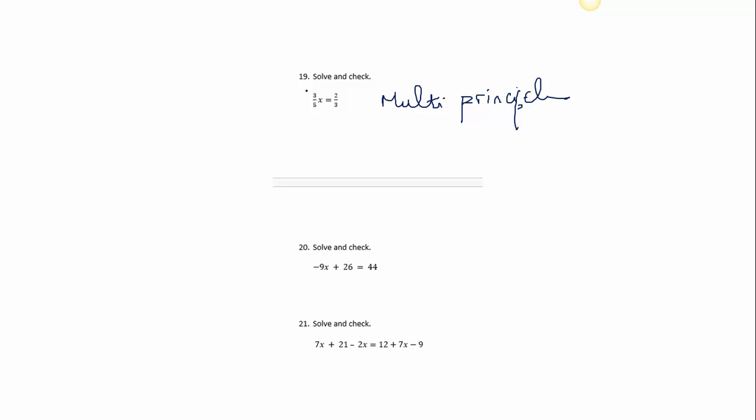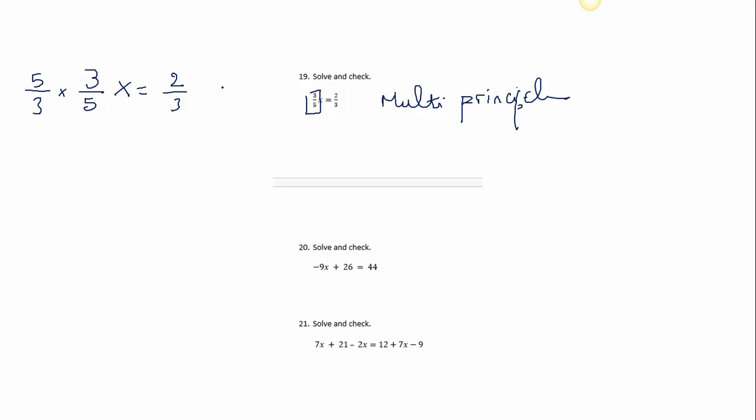multiply both sides by a number that will make this x by itself. So we have 3/5 x equals 2/3. The only way we can isolate x, remove this, is to multiply both sides by what we call the reciprocal of 3/5. The reciprocal of 3/5 is 5/3. So by definition, for the reciprocal, we flip the fraction. We don't change the sign, right? We only flip the fraction.